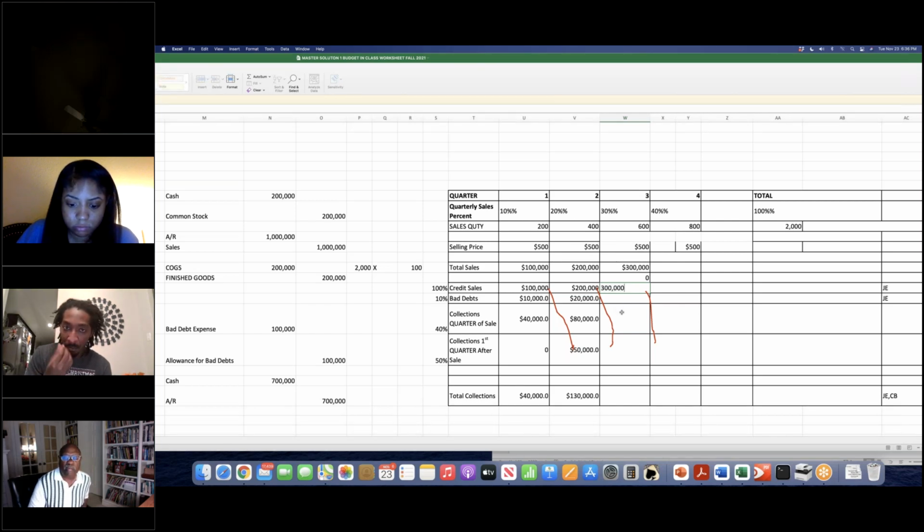So in the current quarter, how much of the 300 did we get? 120,000. Then we reach back to quarter two and get 50% of that because that's being collected in quarter three. So we got how much? 100,000. So what are our total collections in quarter three? 220,000.